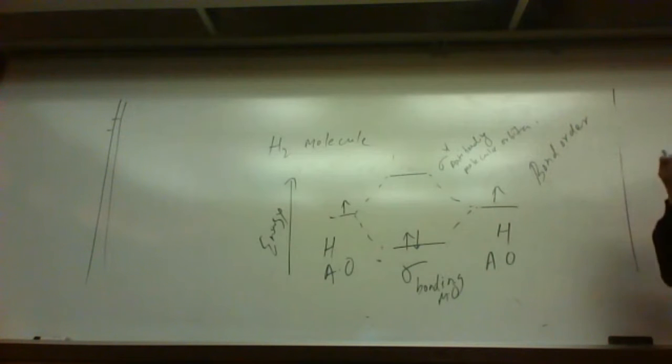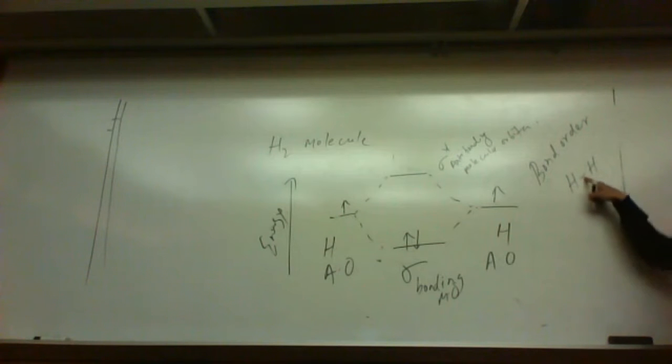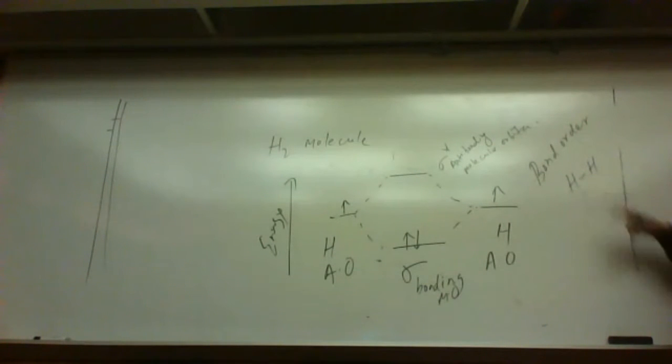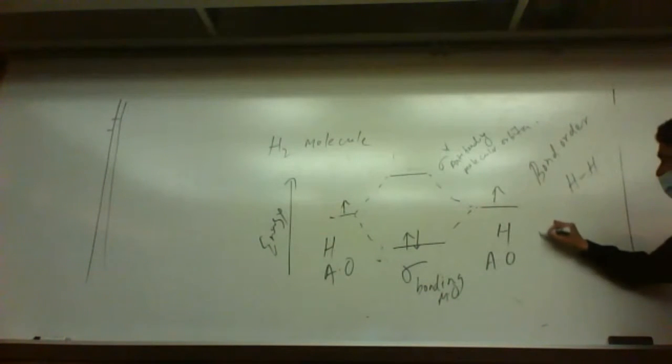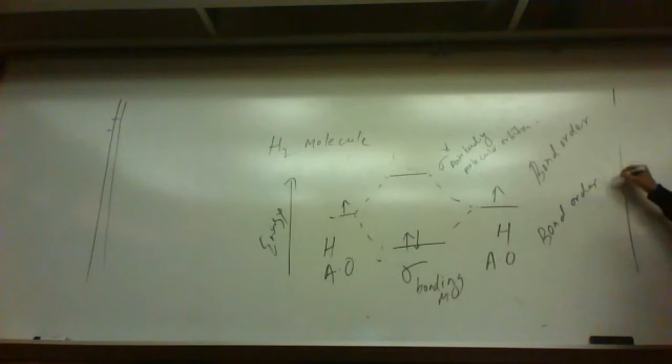How many bonds form between hydrogen atoms? So this is hydrogen, this is hydrogen. There is one bond between the atoms in this hydrogen molecule. That is calculated as the bond order. Let's see what the bond order is in hydrogen.